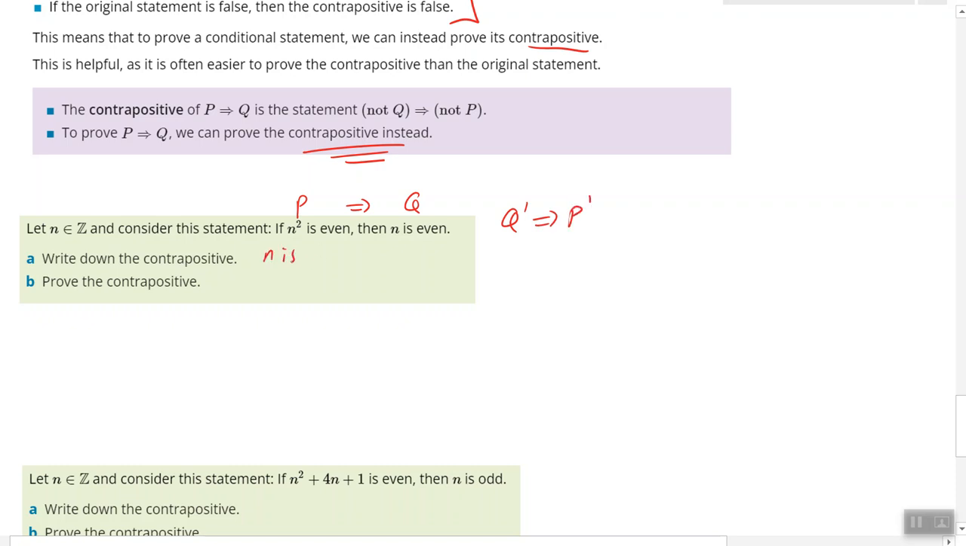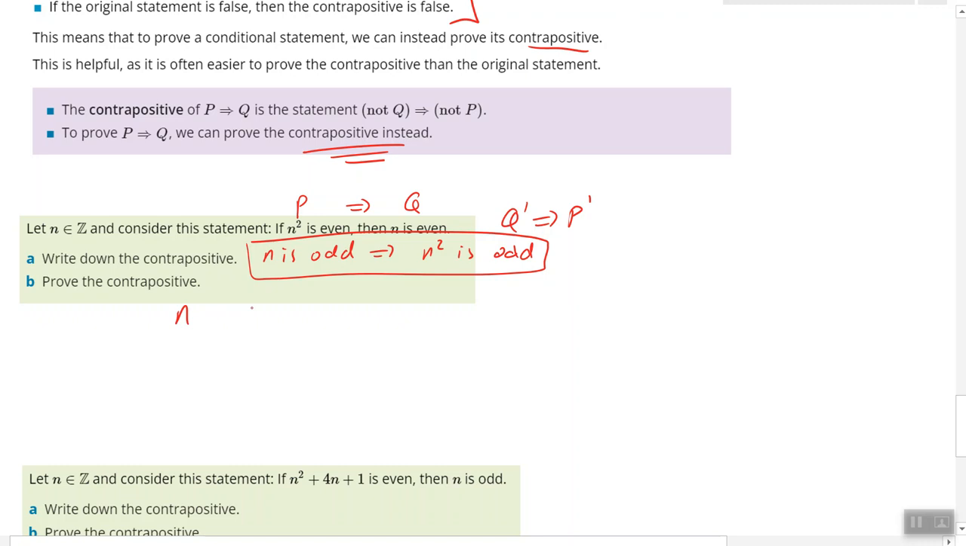So if n is odd, then n squared is also odd. I've negated: whatever Q is, I negate it, so not Q, leads to not P. The negation of both of these gives odd. Now I'm trying to prove this contrapositive statement: if n is odd, then n squared is odd.